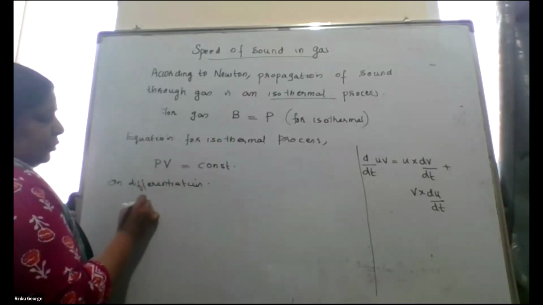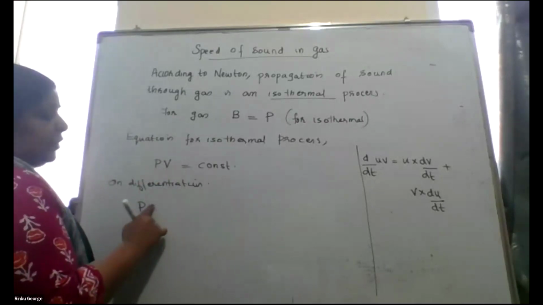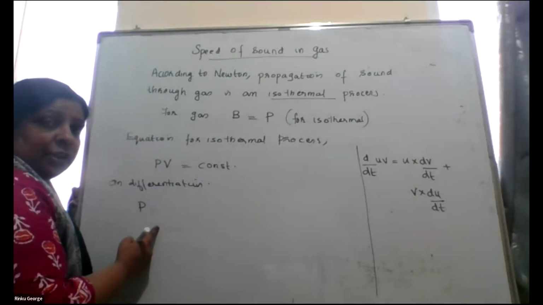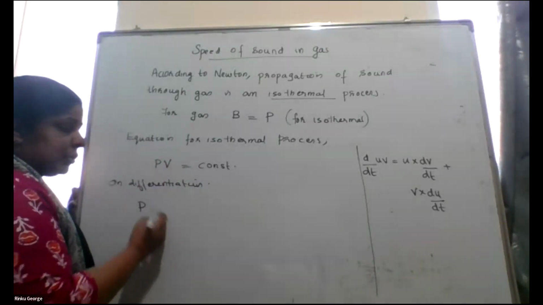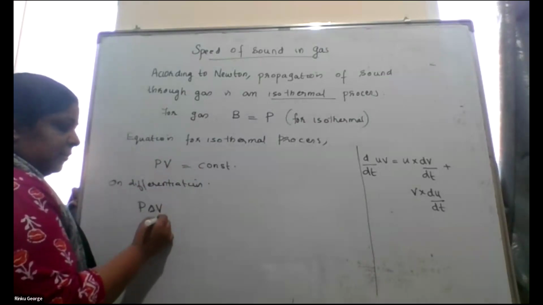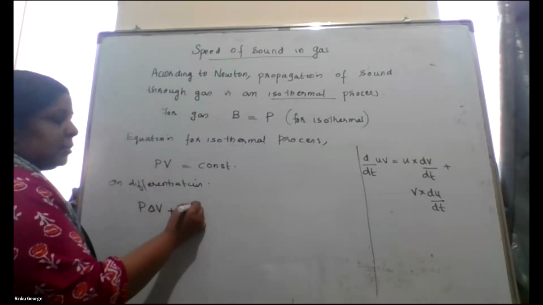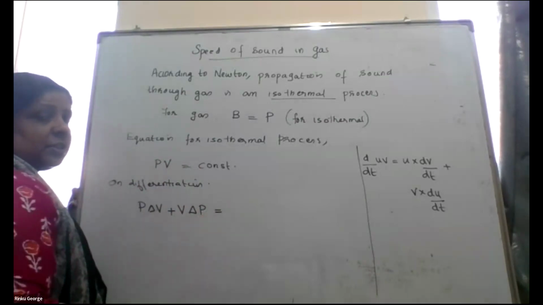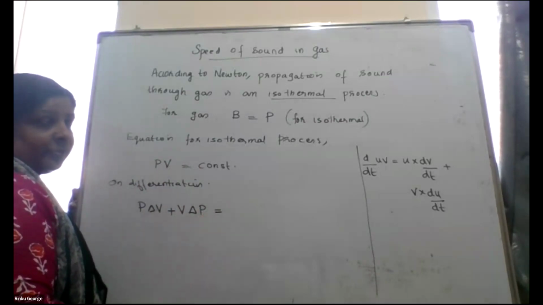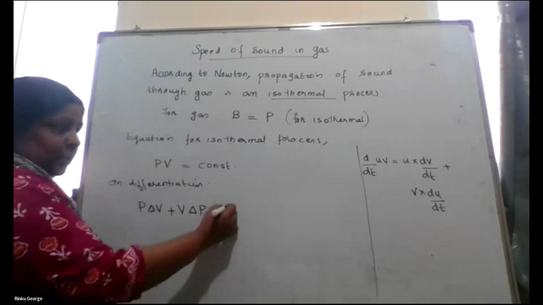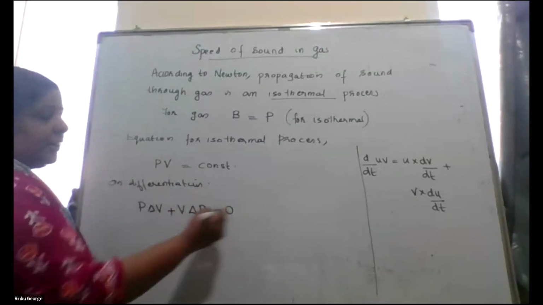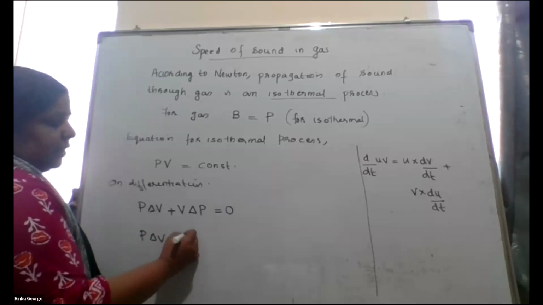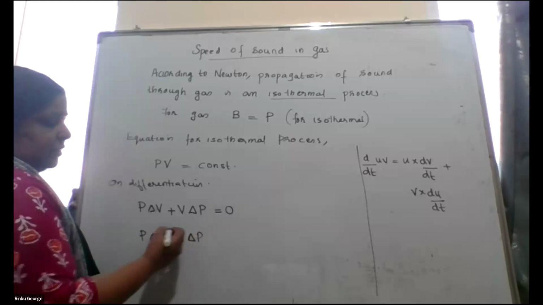What you will get first, into P. Instead of differential of V, I can write delta V. Differential and delta are the same. So differential of V means delta V, plus V into differential of P means delta P, is equal to what? What is the differential of a constant? 0. I'll take V delta P to the other side. P delta V is equal to negative V delta P.